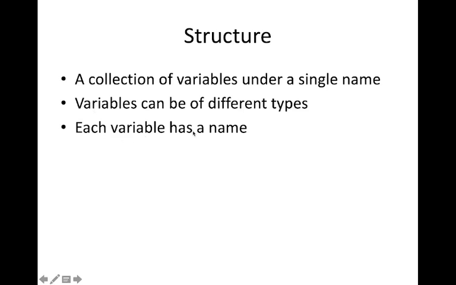Each variable can have its own name, and the structure has a name also. So a structure provides a means of grouping variables under a single name, which makes handling and identification easier. We can have nesting also. Inside a structure, we can have another structure because a structure itself is a data type. We will see all these things in this lecture and the next lecture.